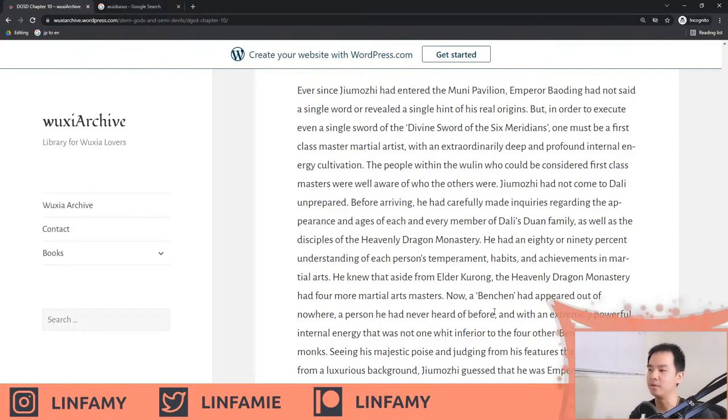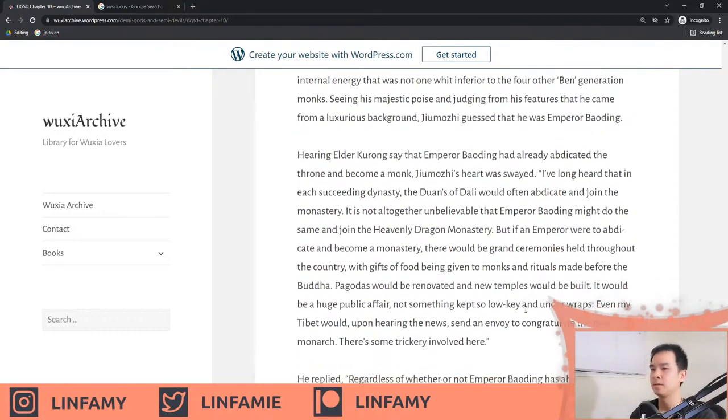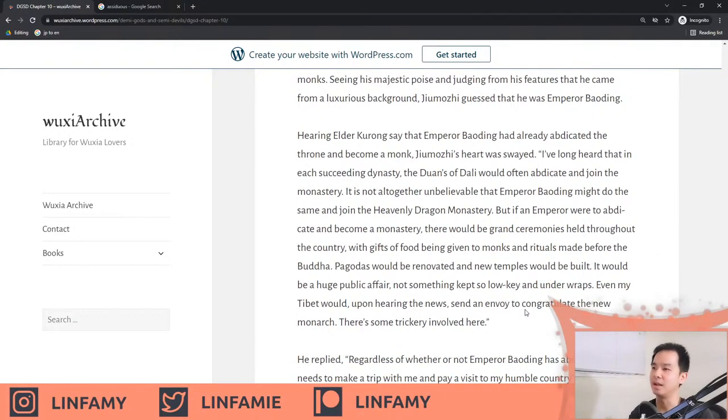Now a Bun Chun had appeared out of nowhere, a person he had never heard of before, and with an extremely powerful internal energy, that was not one whit inferior to the 4 other Bun generation monks. Seeing his majestic poise and judging from his features that he came from a luxurious background, Jiumotsu guessed that he was Emperor Baoding. Hearing Elder Kurong say that Emperor Baoding had already abdicated the throne and become a monk, Jiumotsu's heart was swayed.